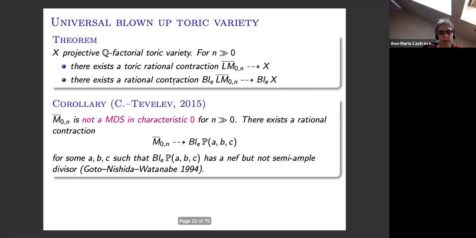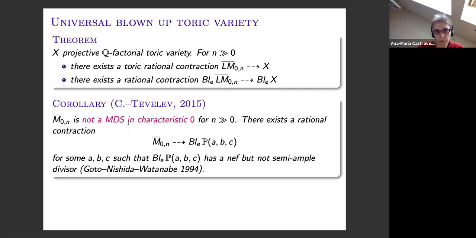And so this also has as a consequence that M0n bar is not a Mori dream space in characteristic 0 when n is sufficiently large, because using this observation that M0n bar admits a rational contraction to the blow up of the Losev-Manin space, we choose a special toric surface, a weighted projective plane with weights a, b, c, which is a special one. Namely, it has a nef but not semi-ample divisor. It's a result from Goto, Nishida, and Watanabe from '94. And so if you choose this one, then this is not a Mori dream space because there is a nef but not semi-ample divisor. Therefore, M0n bar is also not a Mori dream space.